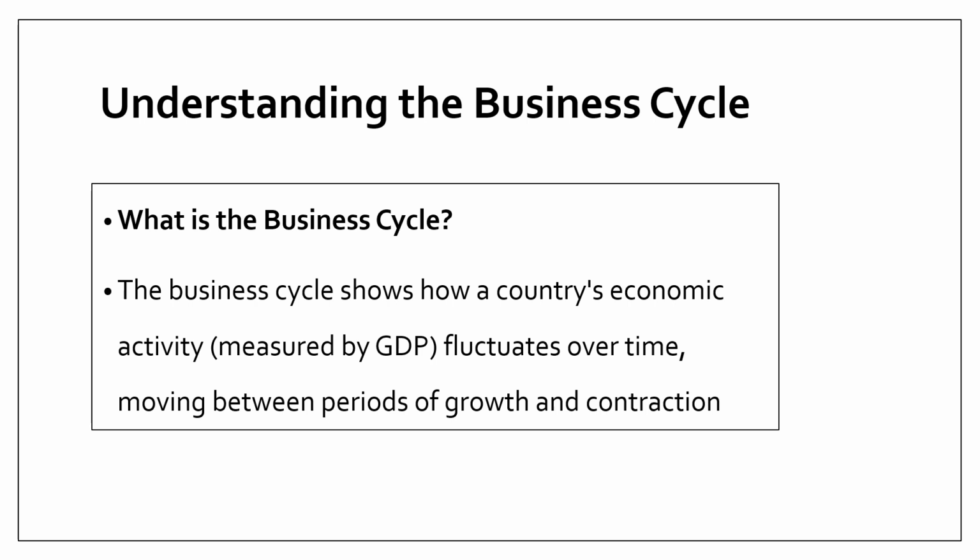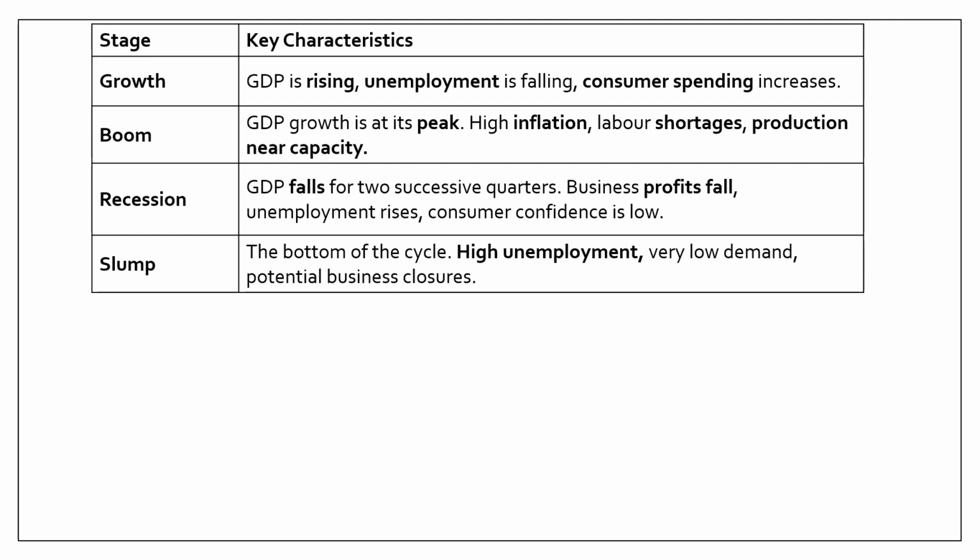Understanding the business cycle. What is the business cycle? The business cycle shows how a country's economic activity fluctuates over time, moving between periods of growth and contraction. The different stages of the business cycle are growth, where GDP is rising, unemployment is falling, and consumer spending increases. Boom, where GDP growth is at its peak, high inflation, labor shortages, production near capacity. Recession, where GDP falls for two successive quarters, business profits fall, unemployment rises, consumer confidence is low.